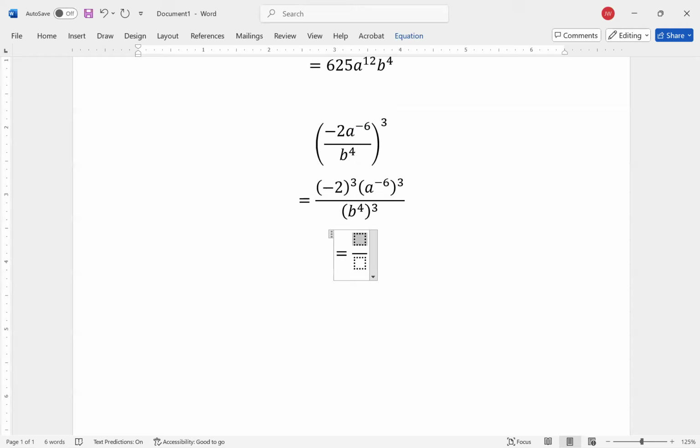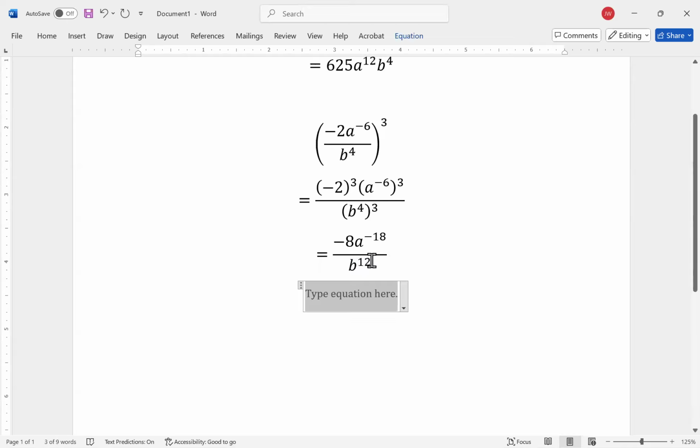Now, -2 raised to the third power is -8. Using the product rule, a to the -6th raised to the third power would be a raised to the -18th power. 3 times -6 is -18. And then b to the fourth raised to the third power is going to be b to the 12th. And there we go. Now, we're not quite done because one of our variables is being raised to a negative power.